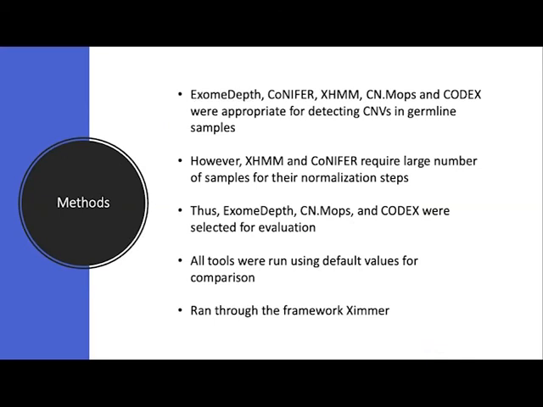While available for germline CNVs, CoNIFER and XHMM, two algorithms, use PCA and singular value decomposition algorithms for their normalization step, which require at least 100 samples that we do not currently have available in this phase of the NCGENES project. So I ended up selecting ExomeDepth, CN.MOPS, and CODEX, and ran them with their default parameters through Zimmer, which is a computational framework that allows you to compare output for ES germline callers.